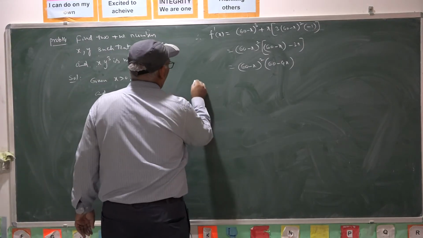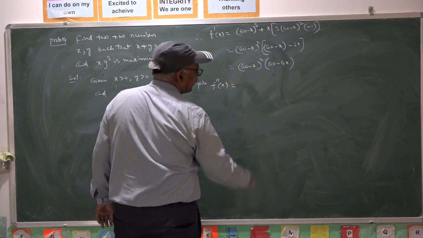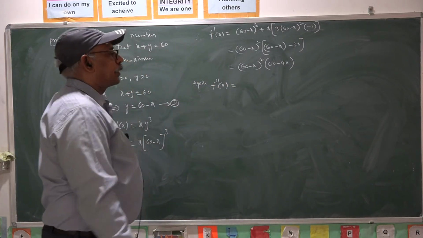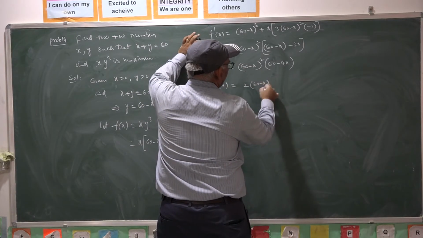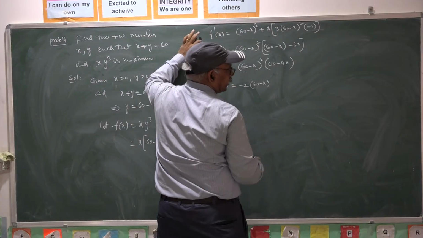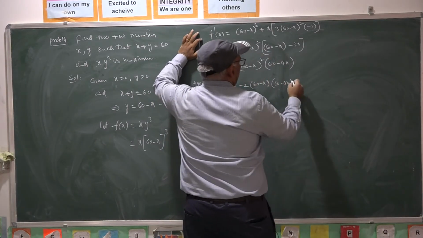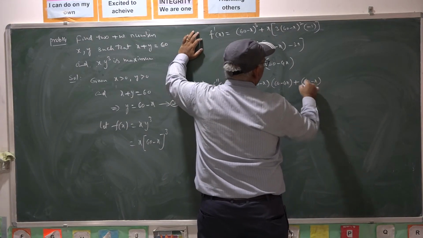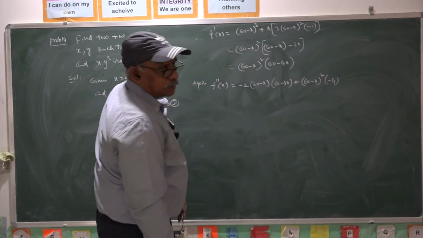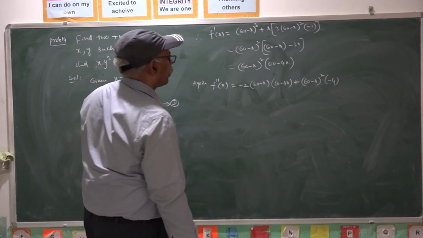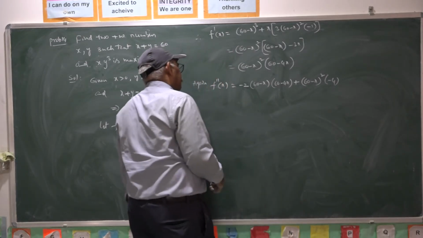Again f double dash x, taking the derivative of this one. For this one we get 2 into 60 minus x, and the derivative of 60 minus x is minus 1, so times 60 minus 4x, plus 60 minus x whole square into the derivative of this one, which is minus 4. Again I am applying the product rule.